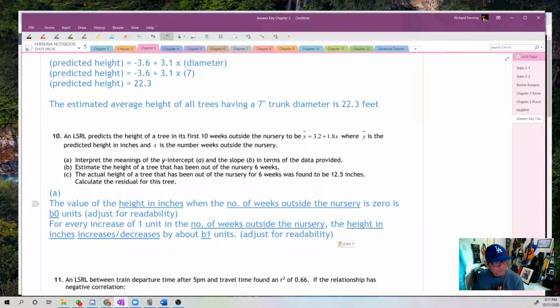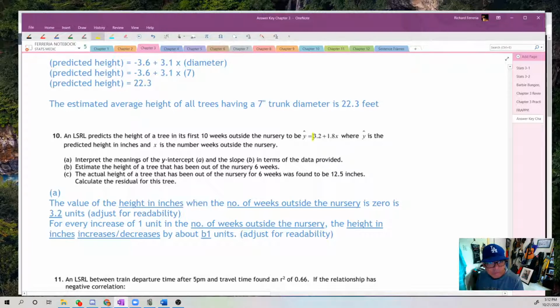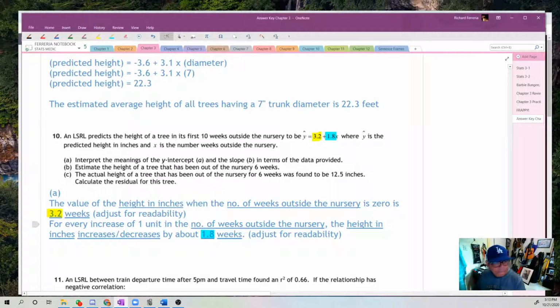Next, we're going to substitute the value of the y-intercept. So the y-intercept is 3.2. We see that here. And the slope is not 22.3. The slope is 1.8, positive 1.8. Finally, we're going to adjust for readability. So the value of height in inches when the number of weeks outside the nursery is 0 is 3.2.